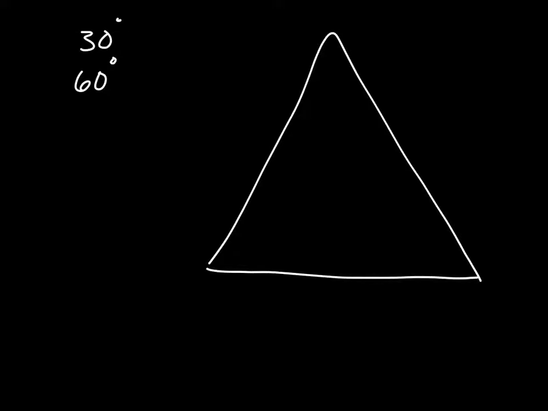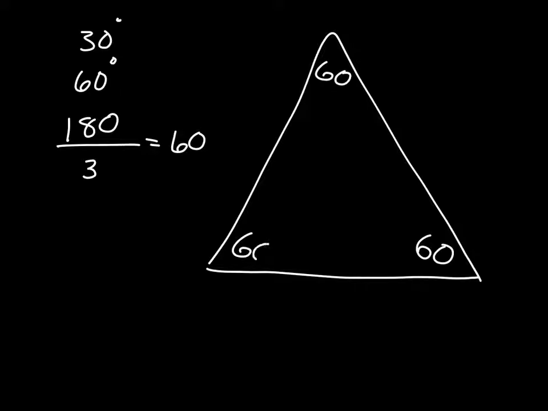Let's talk about deriving some of our basic trig functions. We're going to look at the 30 and the 60 first. So let's take a look at a triangle, and let's suppose that triangle has all the same size angles in it. If a triangle has 180 degrees and it has 3 angles, that would mean all the angles would be 60 degrees. So this is perfect for what we need to do.